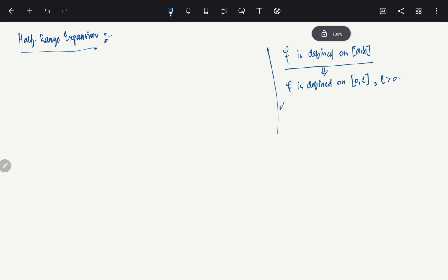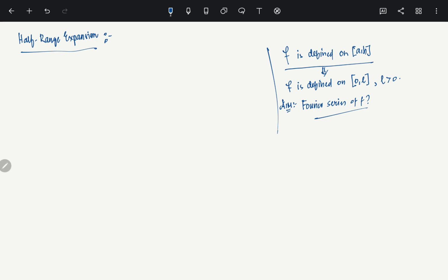Now, the aim is this. The aim is to find the Fourier series of f. How do we do it? How do we do something like this? So what do you think we should do?